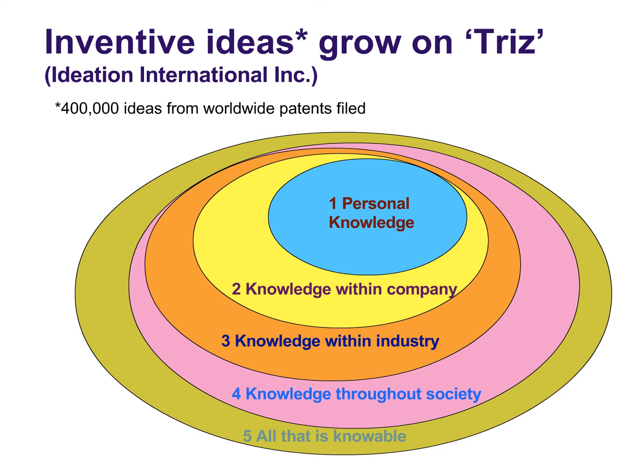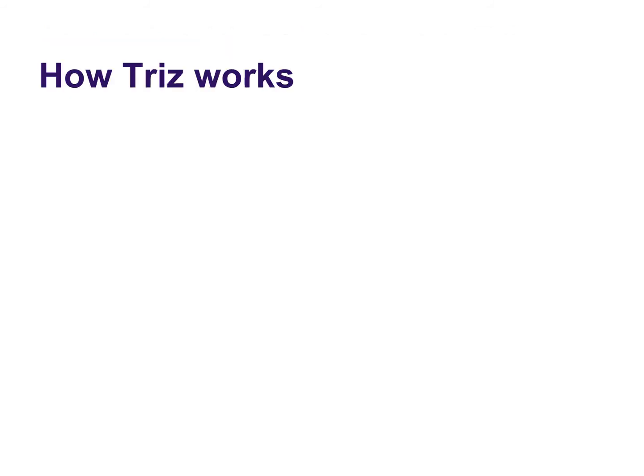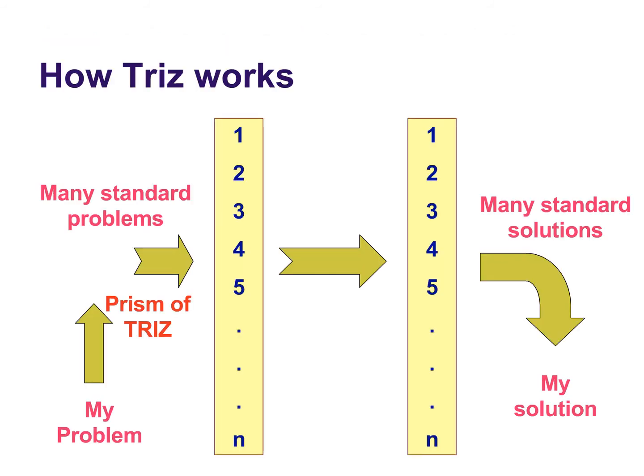This company pulled 400,000 ideas from worldwide patents because they focus on inventive ideas. So they pulled the worldwide patents, and they chose 400,000 ideas. That's quite a lot, isn't it? And how does Trees work?